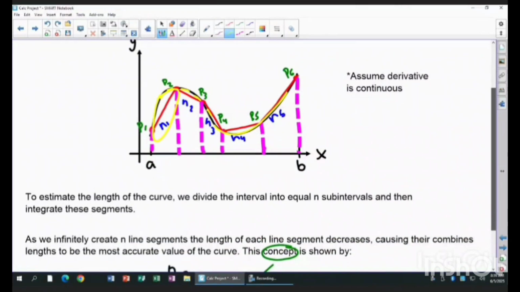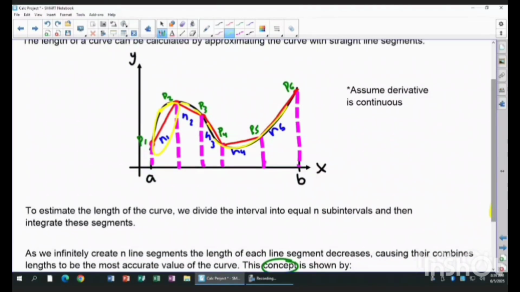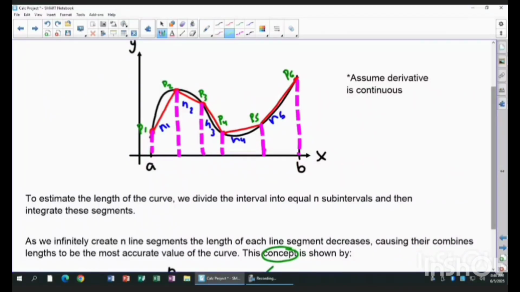We assume the derivative is continuous when looking at the graph. So we can draw the graphs. To estimate the length of the curve, we again divide the interval into n subintervals and then integrate these segments. As we infinitely create these line segments, the length of each line segment decreases, causing their combined length to be the most accurate value of the curve.